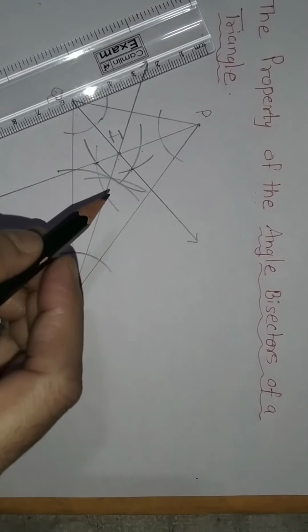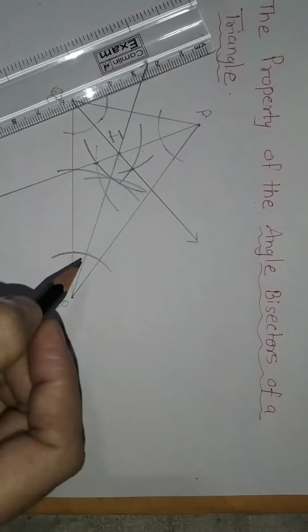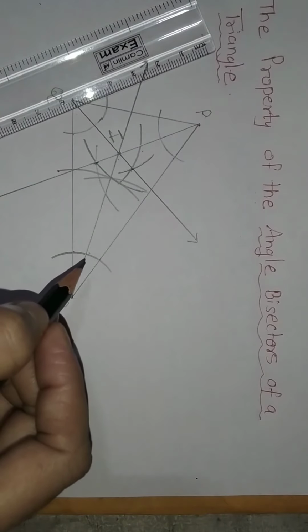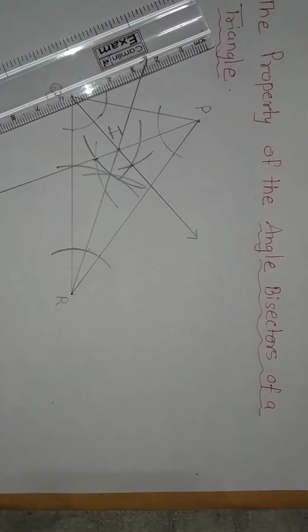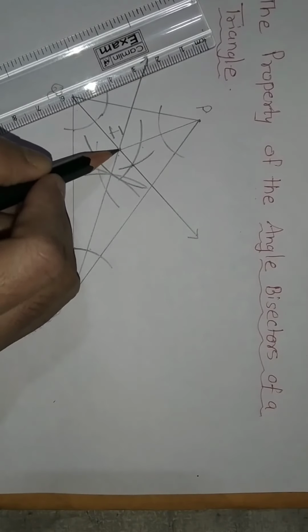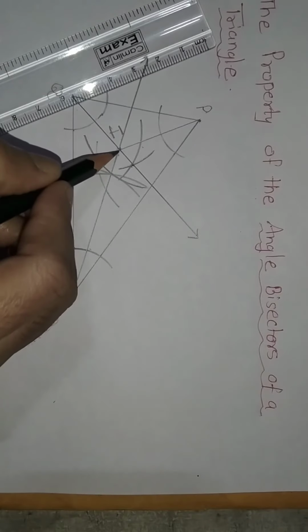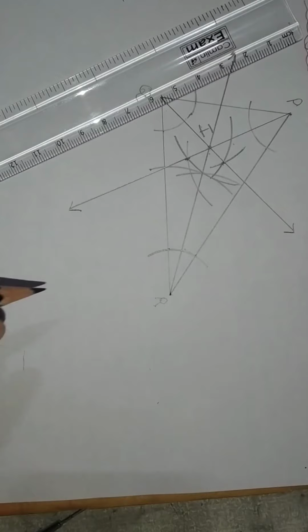Okay, so they are concurrent. It means note that the point of concurrence of the angle bisectors of a triangle is in the interior of the triangle. As we can see here, this is the interior point which we got from these three angle bisectors. Okay, so now let's see here.